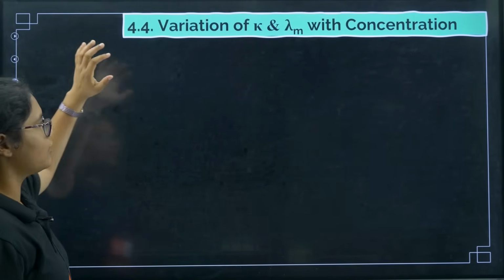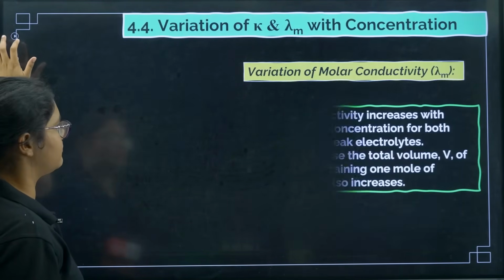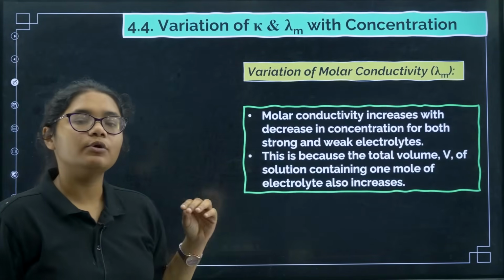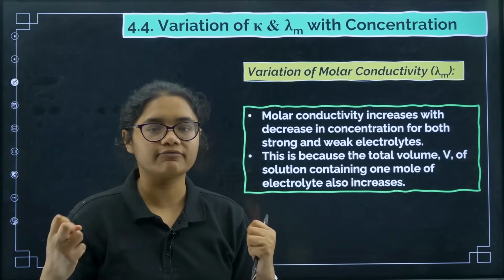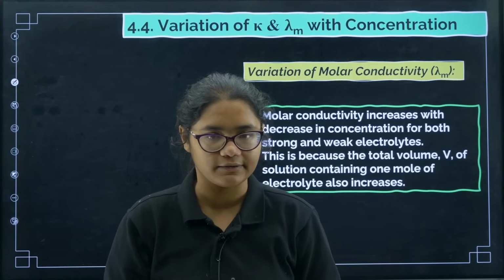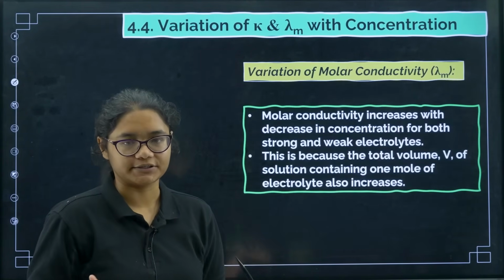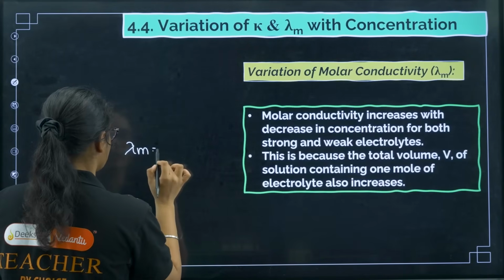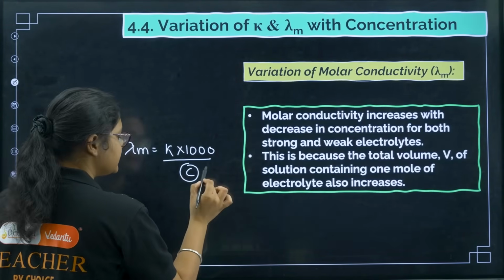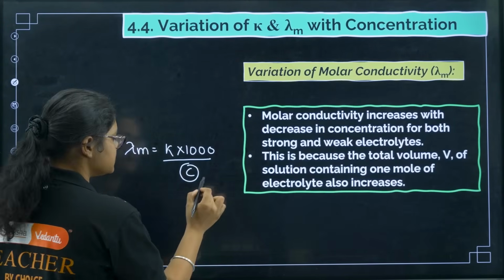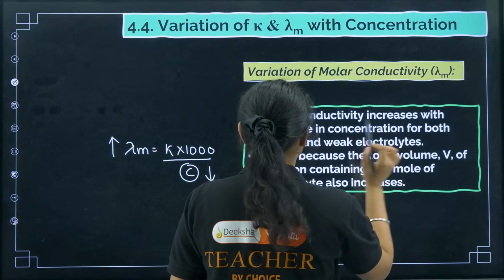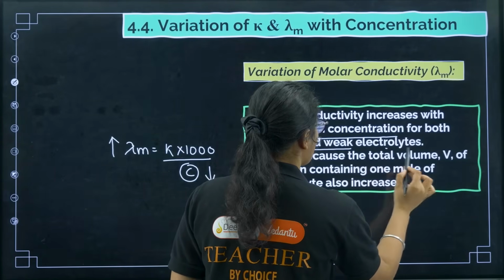Next, variation of kappa and lambda m with concentration. This is very, very important. First of all, talking about molar conductivity: remember, molar conductivity is the amount of electricity conducted by 1 mole of an electrolyte, or its concentration. If you see lambda m is equal to kappa into 1000 by C, then if you dilute the solution, if the concentration decreases, molar conductivity will increase. So the molar conductivity increases with the decrease in concentration for both strong and weak electrolytes.